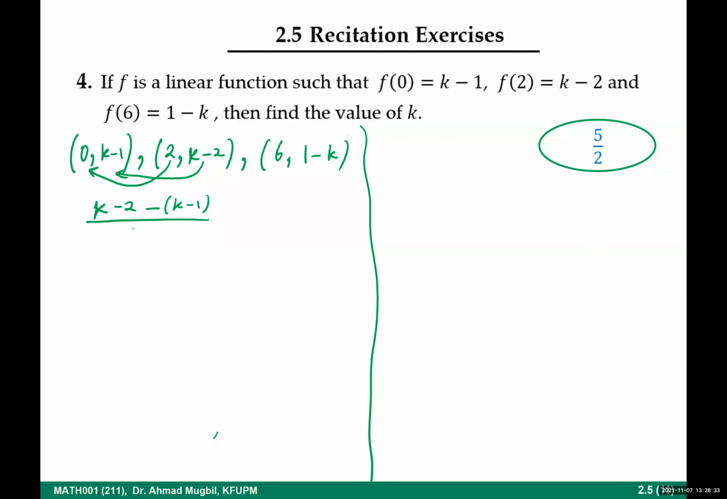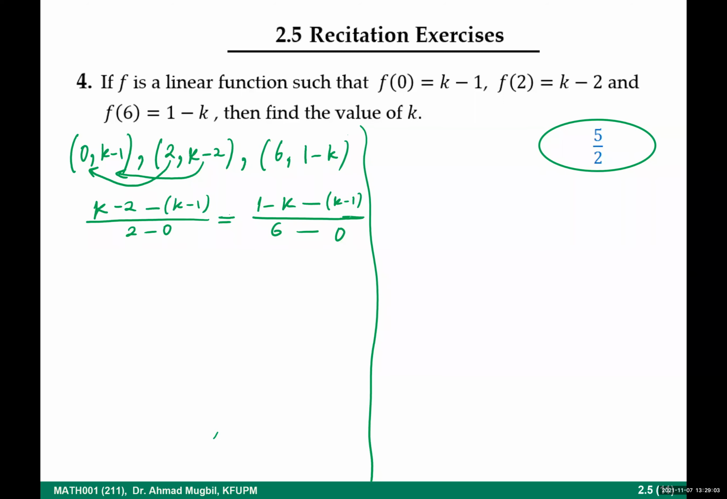Let's choose the last point with any point of these 2 points. What do you think? Which one is easier to be used? I think the first one. Let's use it with the first one. So this is K minus 1, and this is 0. By the way, there's no need to put the second equation. You can solve it with the first. This will give you the slope.